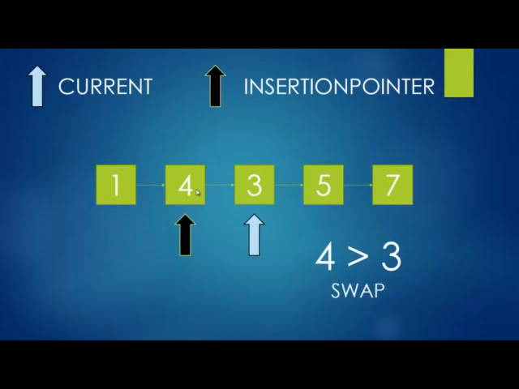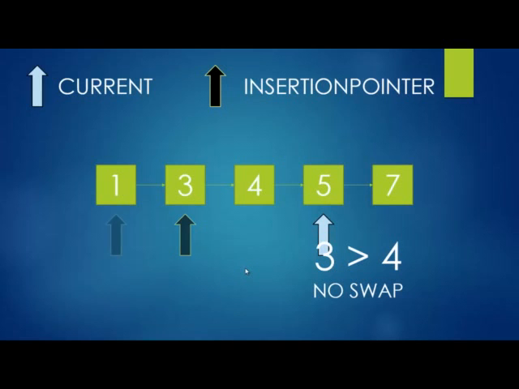Next, we increment the insertion pointer by 1 and we bring it to 4. And we're like, hey, is 4 greater than 3? Well, it is, and it has to be because that's pure mathematics. And then we swap it. And now that that is swapped, we check again, is 3 greater than 4? Well, it's not. So we increment the current pointer by 1. That is, we move to the next linked list memory location, and we reset the insertion pointer to point to the head.